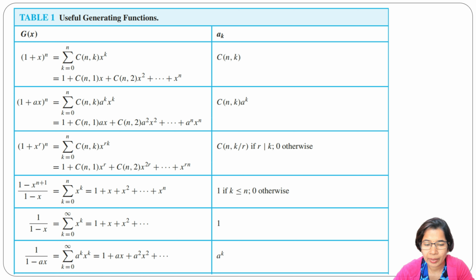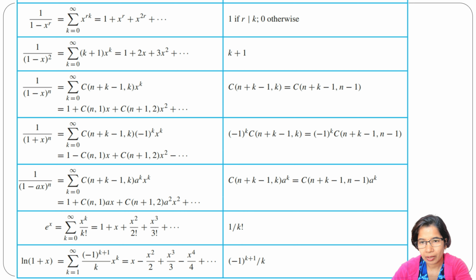Okay. Next, when a_k equals a^k, summation of k equals 0 to infinity a^k x^k equals 1 + ax + a^2 x^2 + a^3 x^3 till infinity, that equals 1 divide (1 - ax). So here these two are similar. If you know 1, you can easily find the other.